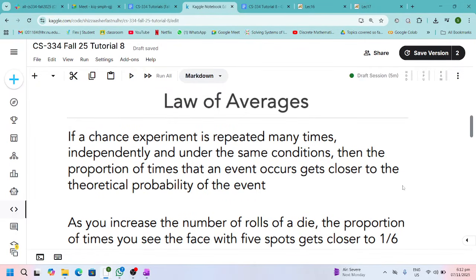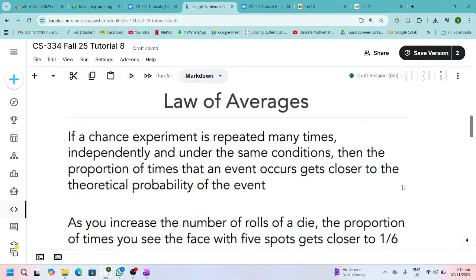If a chance experiment is repeated many times independently and under the same conditions, then the proportion of time that an event occurs gets closer to the theoretical probability of the event. If you increase the number of rolls of a die, the proportion of times you see the face with 5 spots gets closer to 1 by 6. Similarly, if you were to toss a coin 10 times, it is possible that you get heads 8 out of 10 times, but that doesn't mean the probability of getting a head is 80%. The theoretical probability of obtaining a head is 50%.